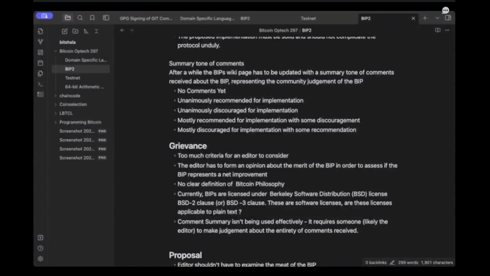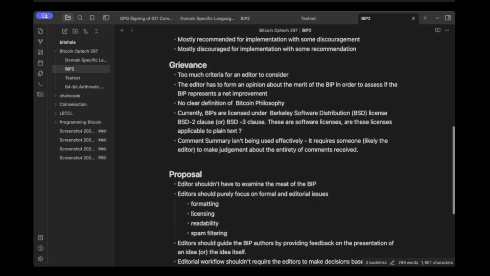And also, as we saw earlier, the summary tone of comments is not being effectively used right now, because the editor has to make a judgment about it. So these are all the grievances that are being put forth, and the discussion has been started. They're trying to hash out what should be the role of an editor.